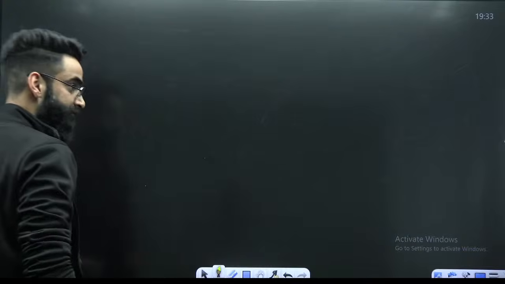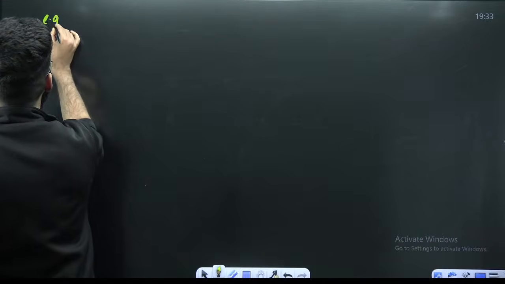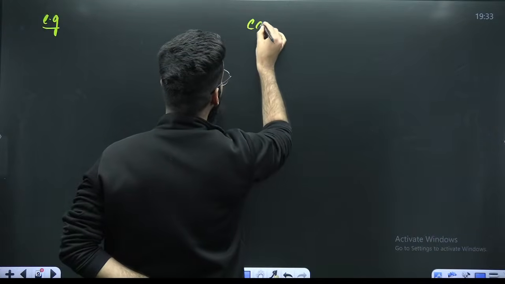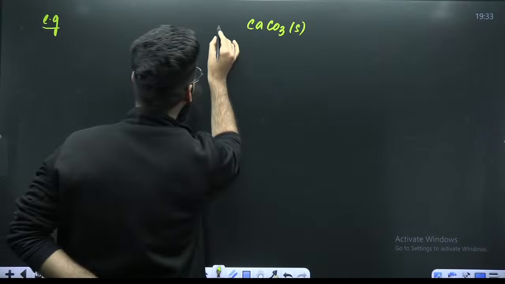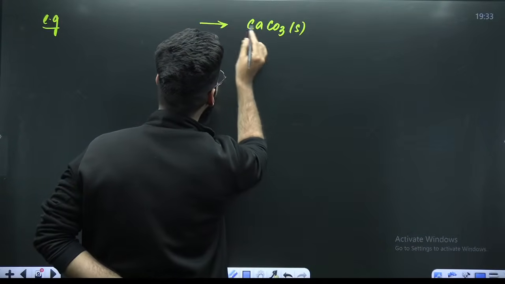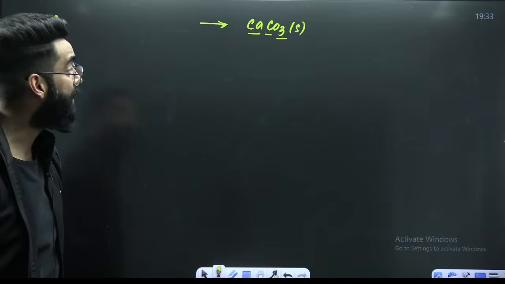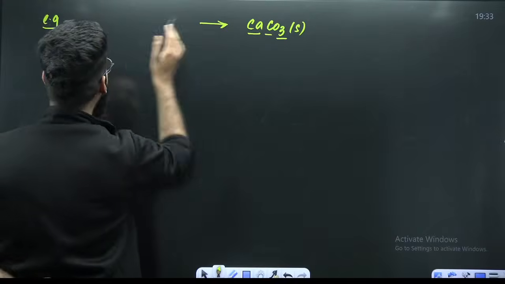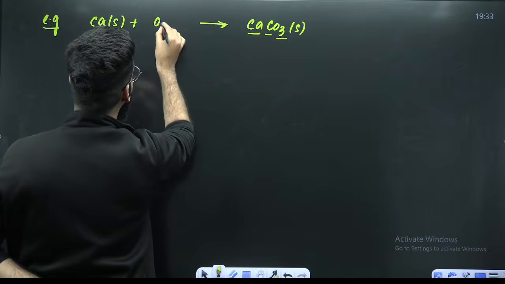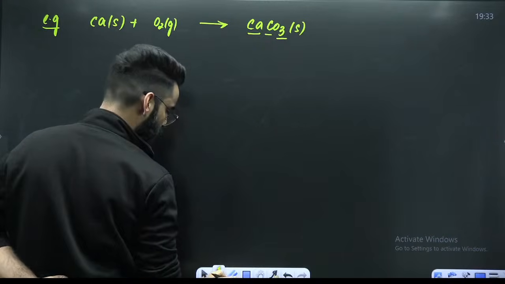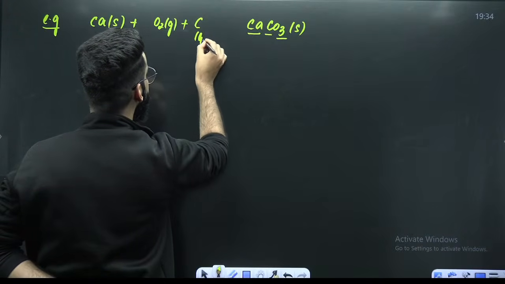Try to understand, people. For example, I'm writing calcium carbonate here. If I ask you, what are the constituent elements of calcium carbonate? It's calcium, carbon, and oxygen. What is the standard state of calcium? It is calcium solid. What is the standard state of oxygen? It is O2 gas, right? And if I ask you, what is the standard state of carbon? It is carbon graphite.